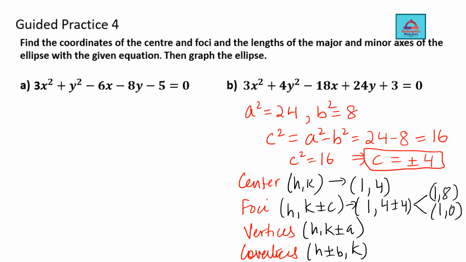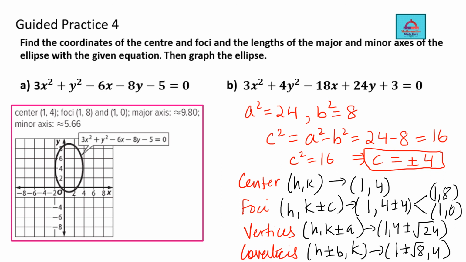For vertices you need the square root, so this is actually 1 comma 4 plus minus square root of 24, and for co-vertices this is 1 plus minus square root of 8 comma 4. So now it's easy to check your answer. This is how the graph will look. Please check your answer, and find the major and the minor axis also. Major axis is 2 times a, minor axis is 2 times b. Then you join the dots, your vertices and co-vertices, and get the vertical ellipse. I hope you've understood how you solve the long question on ellipse using completing the square and finding the coordinates of center, foci, vertices, and co-vertices.